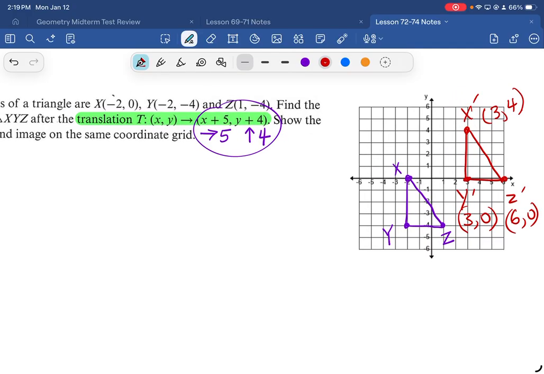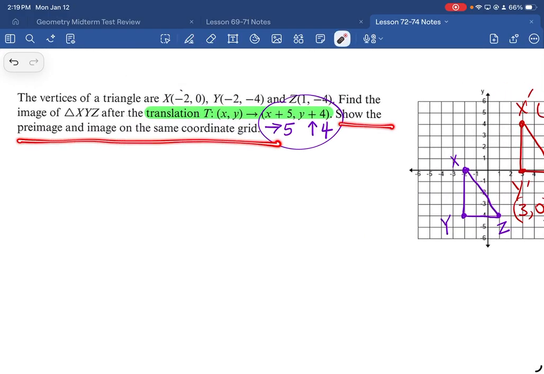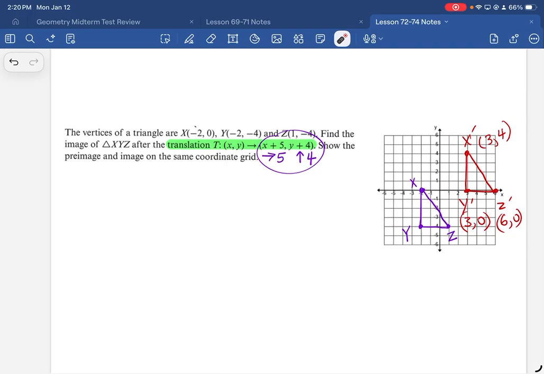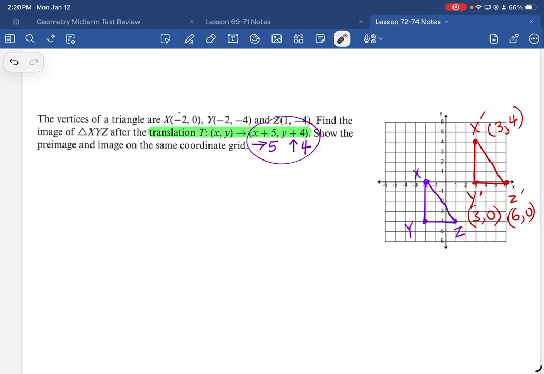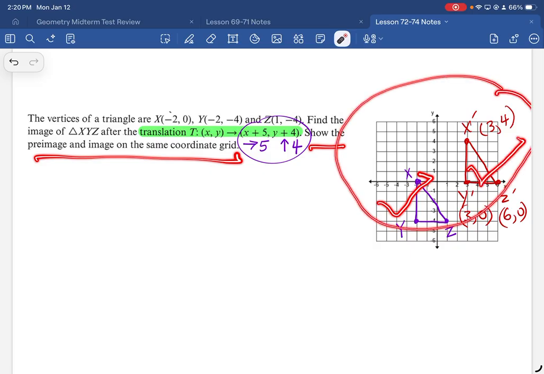And the reason why you want to do that, especially with this question, Thomas, is because look at the directions. It says show the pre-image and image on the same coordinate grid. Though you provided the coordinates for me, that wouldn't satisfy this question because they want you to show both of those triangles on the same grid. Make sense? Do you have questions? They have to be drawn on the grid, is what you said? Because of this direction right here: show the pre-image, which is right here, and the image, which is right here, on the same coordinate grid. Okay, yeah, that makes sense.